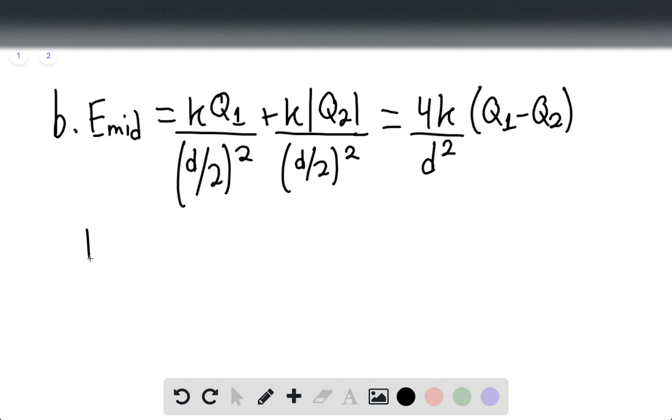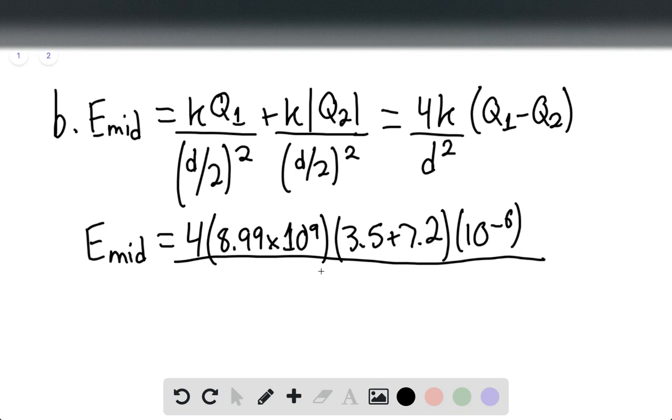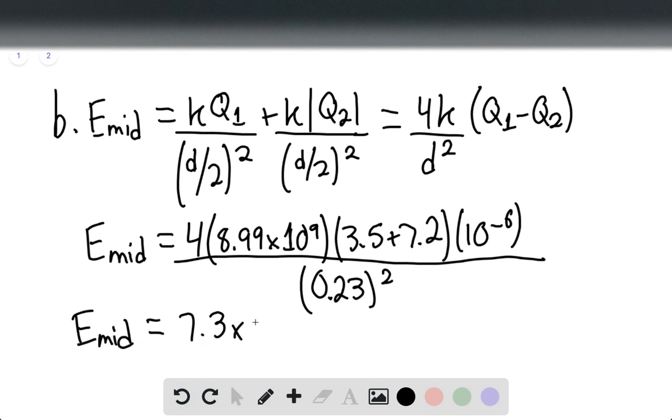So E mid would be equal to 4 times 8.99 times 10 to the 9th, and then this would be 3.5 plus 7.2 times 10 to the negative 6th, all divided by 0.23, and then this separation is squared. So the electric field at the midpoint is going to be equal to 7.3 times 10 to the 6th volts per meter. So this would be your answer for part B.